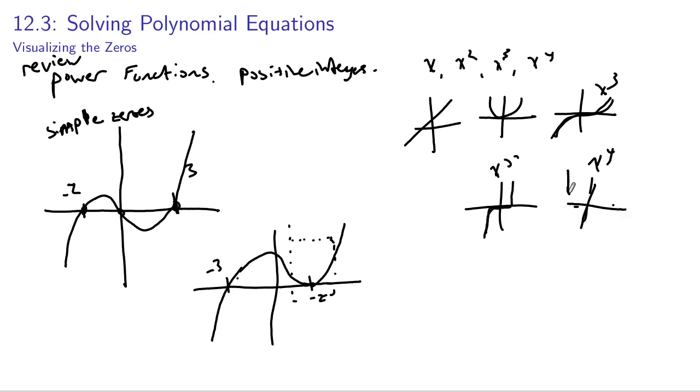I don't know why I was showing you graphs of x squared shifted here. Let's just think about the power functions that weren't shifted or scaled. They all go through the origin, right?